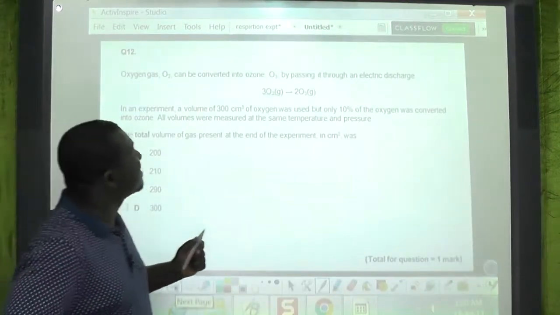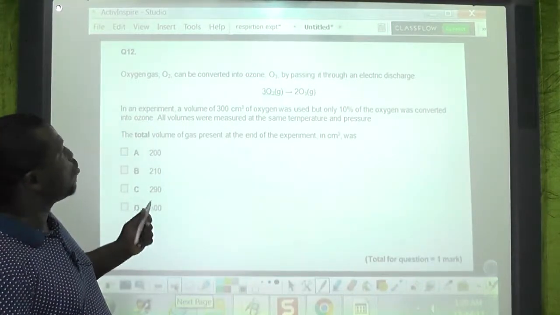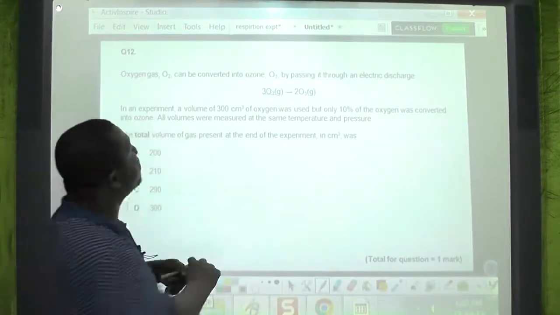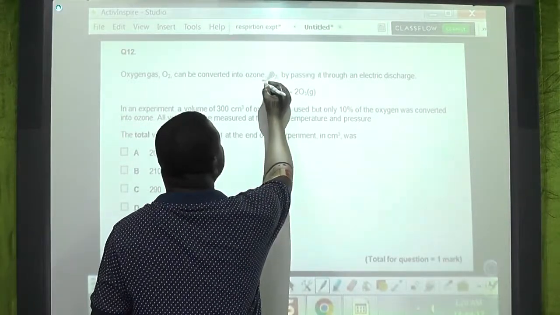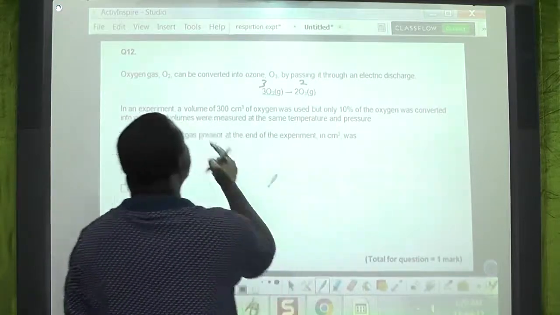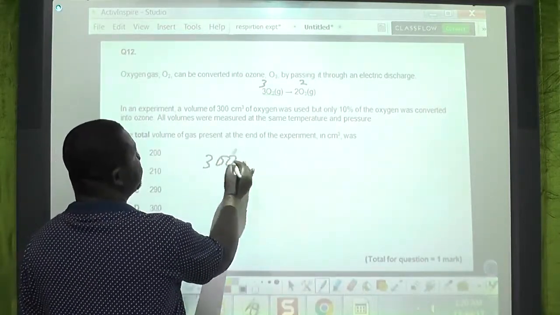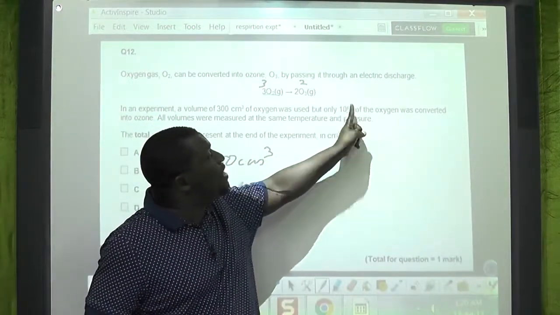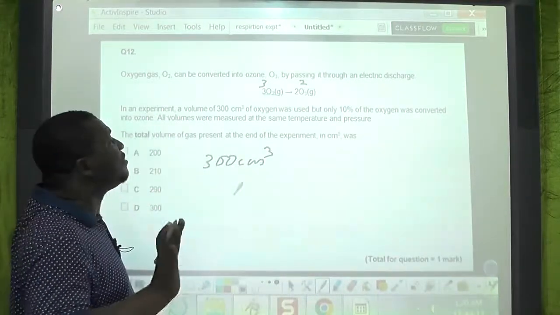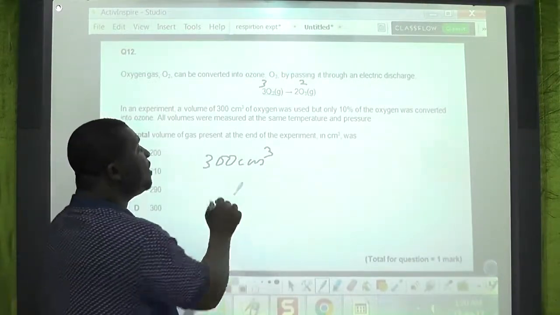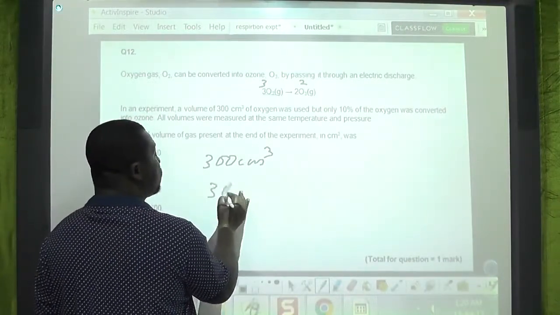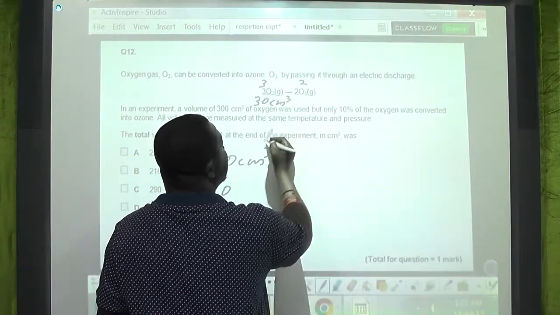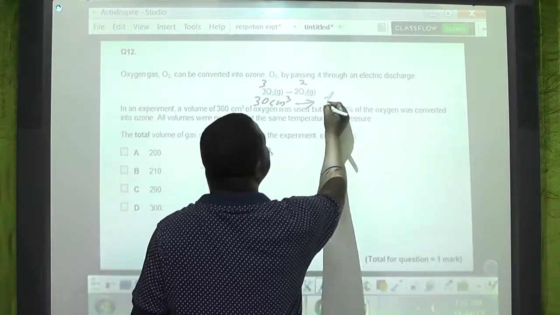Now, oxygen gas can be converted to ozone by passing through electric discharge. In an experiment, a volume of 300 cm cubed of oxygen, don't forget it's ratio 3:2, and they are telling us only 10% of it reacted. Only 10% of it was converted into ozone. 10% of 300 is 30. If I have 30 cm cubed reacting here, it will give me 20 cm cubed here.